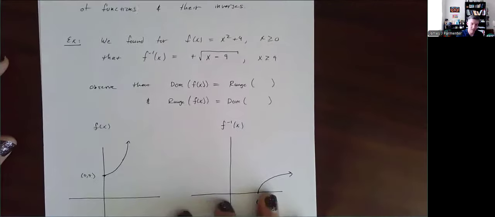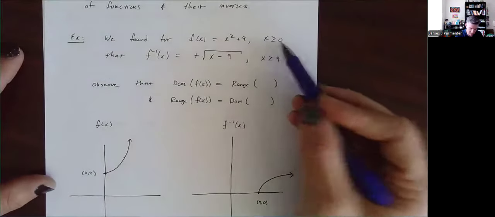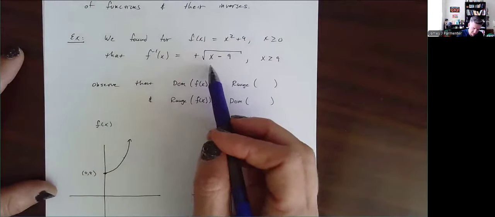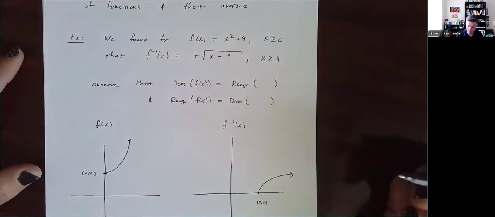In that example a minute ago, for f of x equal to x squared plus 9, where we were given that x was greater than or equal to 0, we found that the inverse function was equal to the positive square root of x minus 9. And we also had a domain of x being bigger than or equal to 9, right?